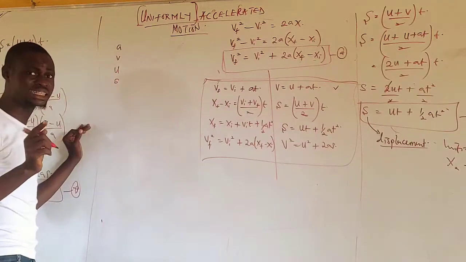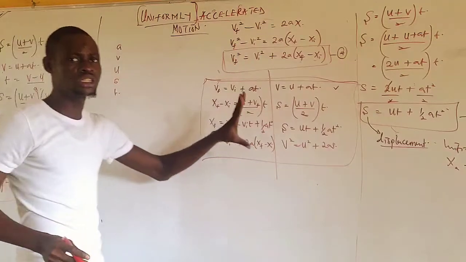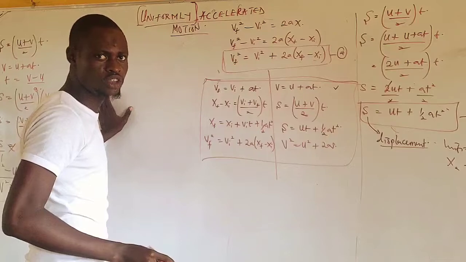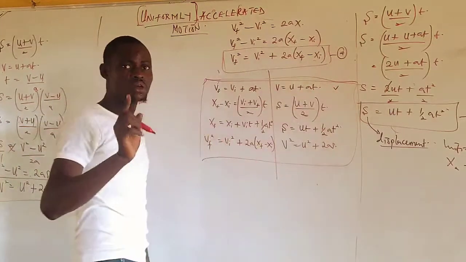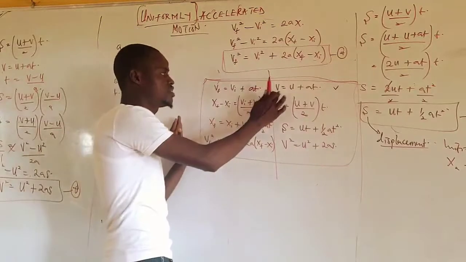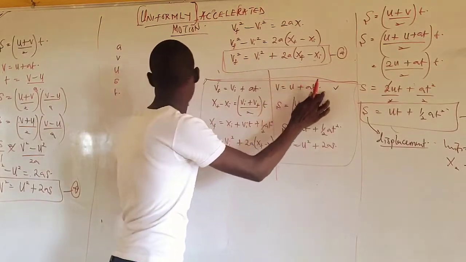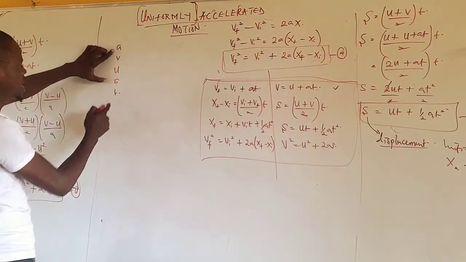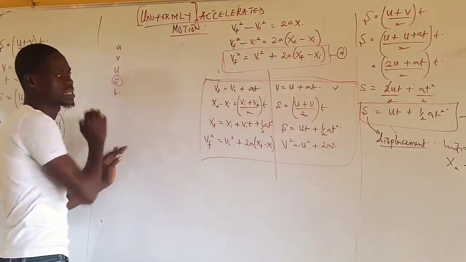And the last quantity that is there is time taken. Each of these equations has one or two of these quantities. Now, if you take a look at equation 1, you notice that we have the final velocity, the initial velocity, the acceleration, and the time. Equation 1 is missing one thing, which is distance.